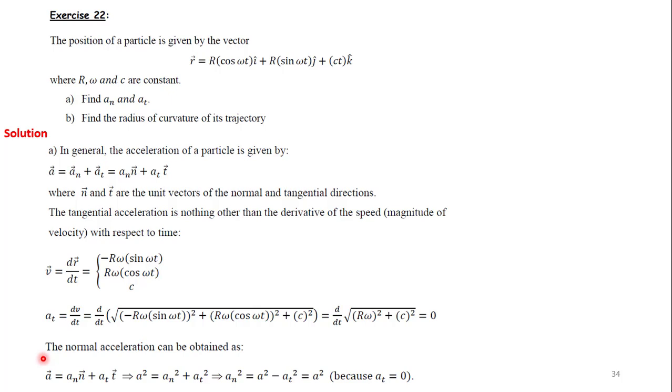So we can find the normal acceleration as an squared equal a squared minus at squared, where at squared is 0, so an is equal to a. So let's find now the acceleration vector and find its magnitude.